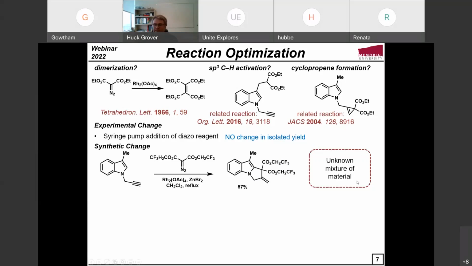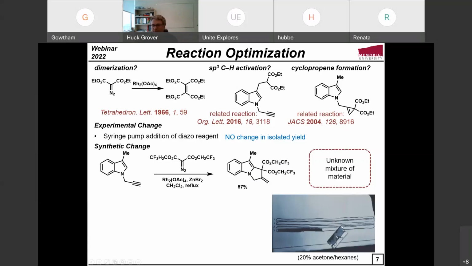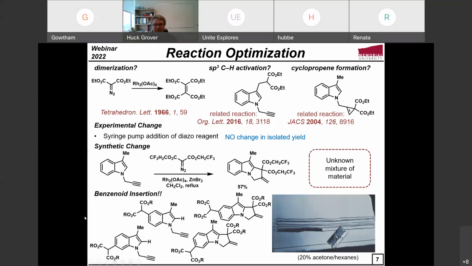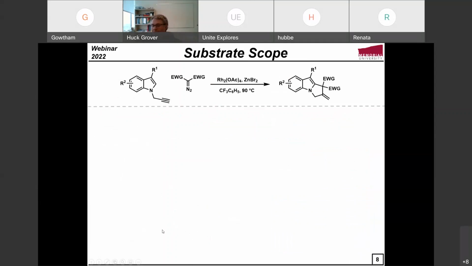And as an added benefit, this unknown mixture that we were unable to identify with the ethyl esters, we were now able to separate by purification and identify as competitive benzenoid insertion products. So this is where our mass was going, and was really the big hiccup in the project. We recognized that we were getting competitive insertion on the benzene ring, and we thought, well, if we put a blocking group at that position, we might increase the yields for the site selectivity at the C2 position of the indole. And this was, of course, after a little bit of optimization, turned out to be a key factor for us.